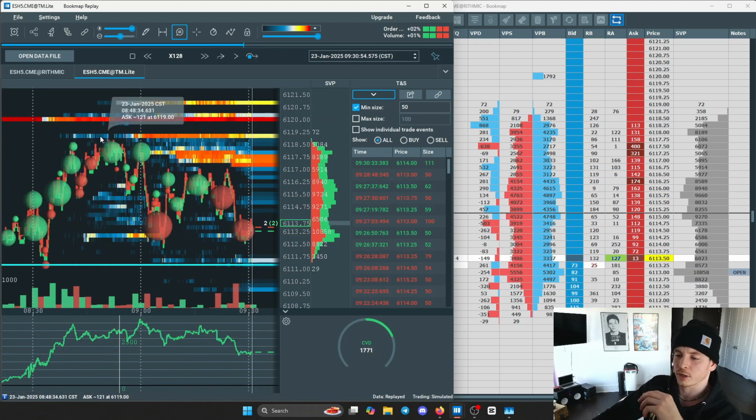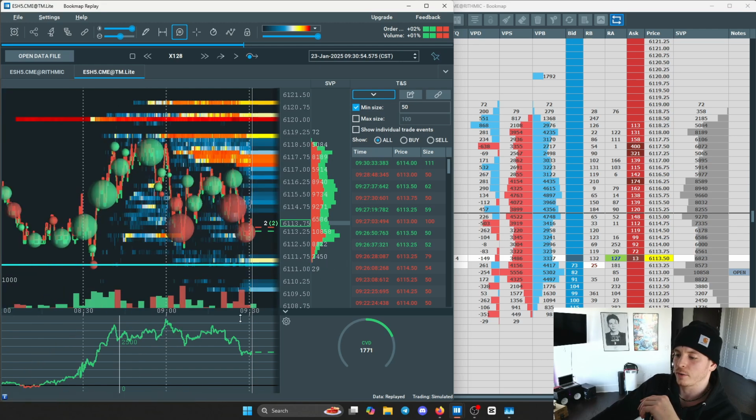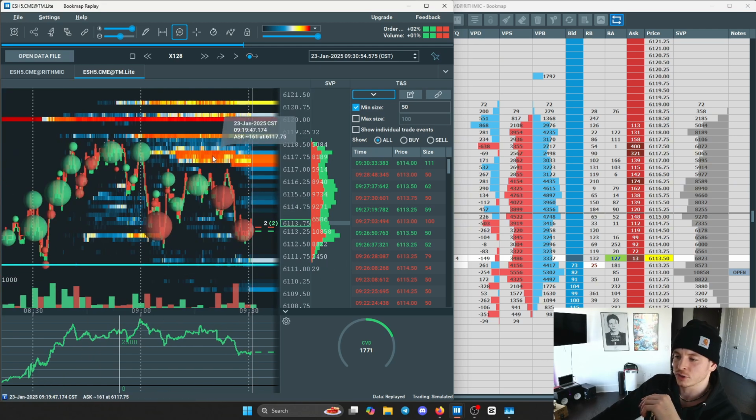All right, so I'm gonna pause right here. You can see that aggressive selling volume came in, and once again, we can see by the large volume bubble that it's having a hard time moving price lower. And although there is less of a divergence formed on the CVD, we are still above my point of invalidation.